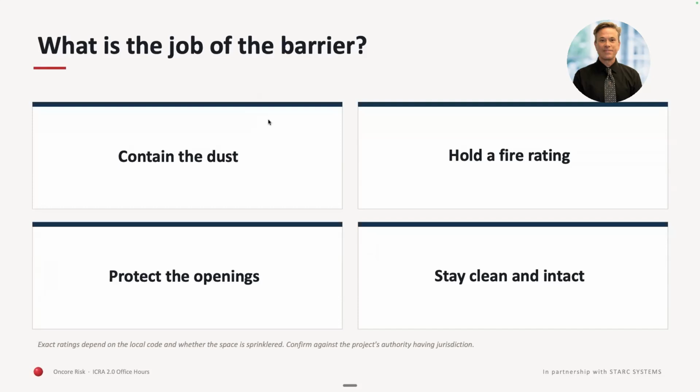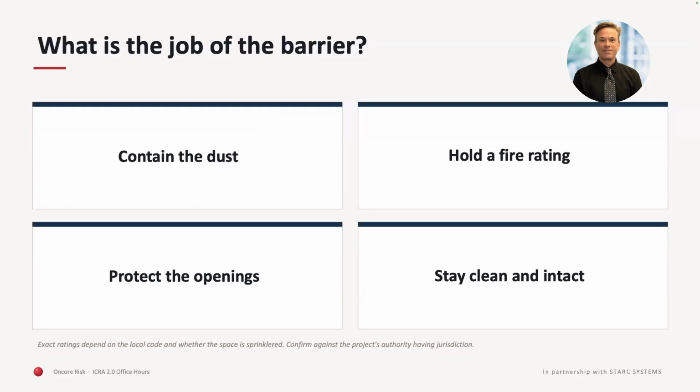Well, first and foremost, the barrier has to contain dust and contain the work area effectively, meaning it has to go from the floor all the way to the deck. We'll talk about what that looks like in a minute, but it also has to have some type of fire rating. And this is one of the most misunderstood processes that we see when we're teaching this class. People don't clearly understand that it is a fire rating requirement as well. It protects the opening and stays clean and intact.